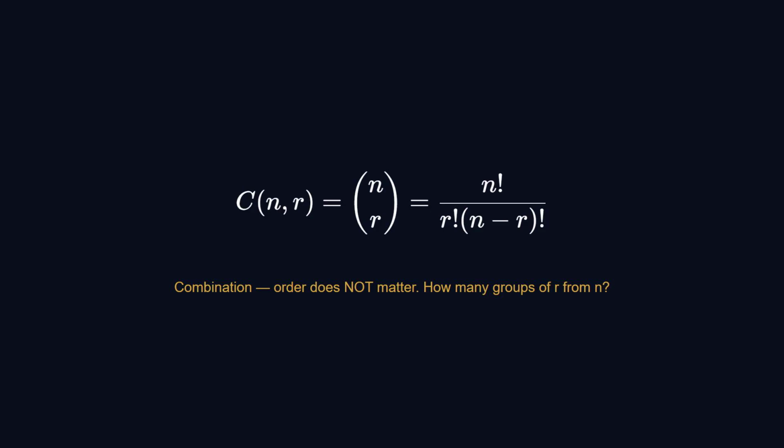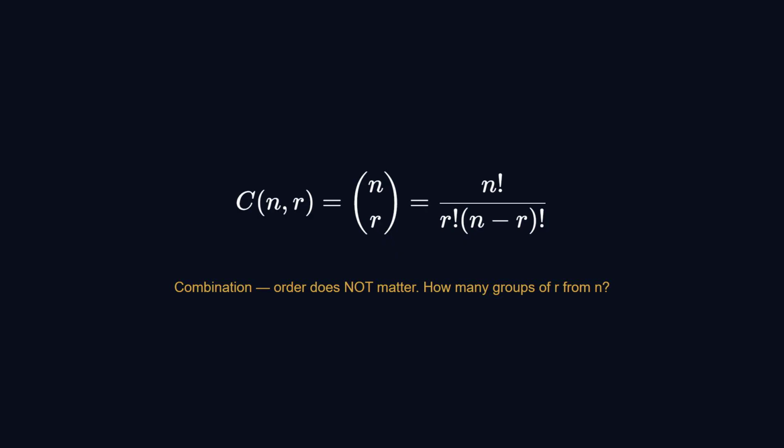Example: you want to choose 3 stocks from 10 for a portfolio. You do not care about the order, just which 3 you pick. C of 10, 3 equals 10 factorial divided by 3 factorial times 7 factorial. That is 720 divided by 6, which is 120 possible portfolios.